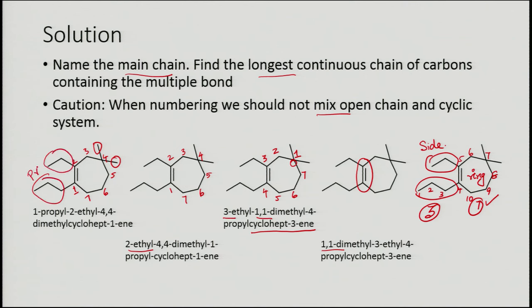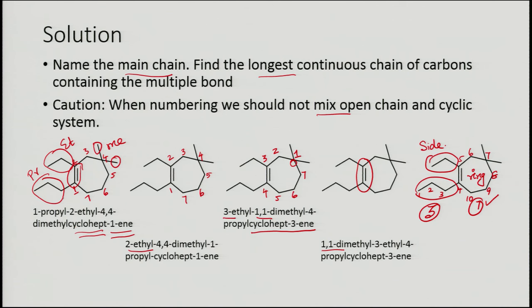So, this is PR, this is ET and this is ME. So, the longest chain has to get the lowest number. So, here the longest chain is the propyl unit. So, this should get the lowest number, followed by the second one, which is the ethyl. And of course, we know here there is a multiple bond. So, the compound is actually named as an alkene, and this is having 7 carbons in it. So, it is a cycloheptene system.